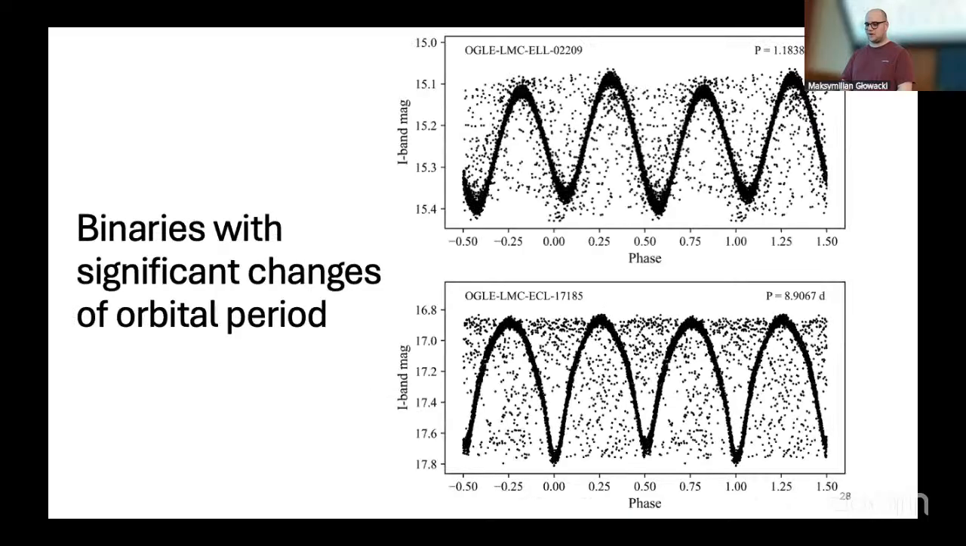And we have binaries with significant changes of orbital period. After phase folding them with an even orbital period, we see clearly that there is a main signal. However, there are a lot of points not aligning properly, which indicates that probably these objects change their orbital period over time. So we tried to check that.